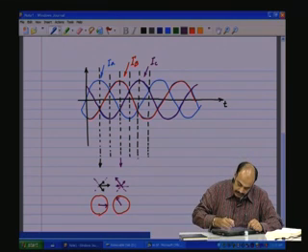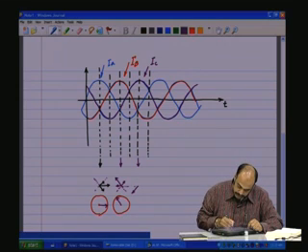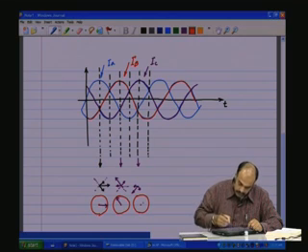And then if we take a point here, now you will see that IC is maximum positive, so you have maximum positive here. IA is negative half, IB is negative half. So therefore you will have a flux which is in this direction.